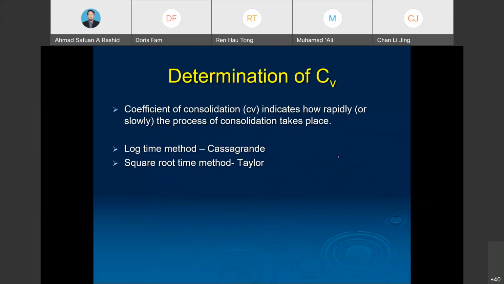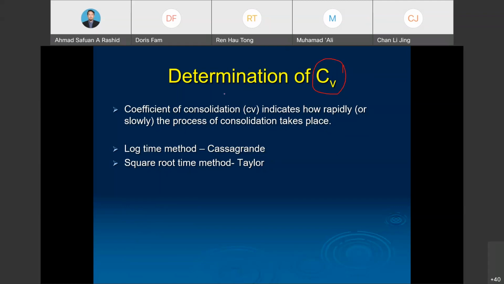So CV value indicates how rapidly or slowly the process of consolidation takes place. At the same time, this CV value could be used to determine how many minutes or years or months the process of consolidation will be completed. CV ni boleh menentukan berapa lama masa proses consolidation akan complete.